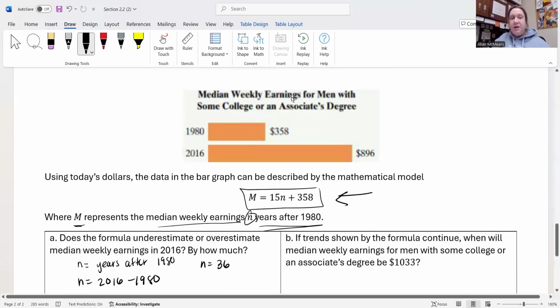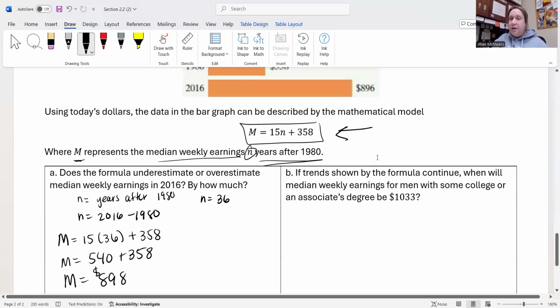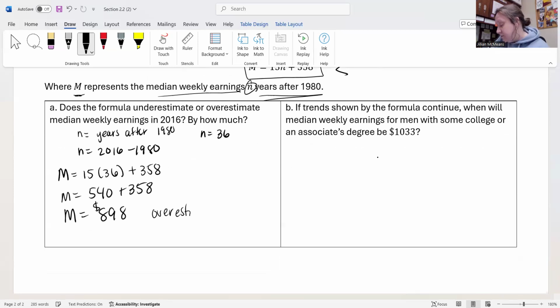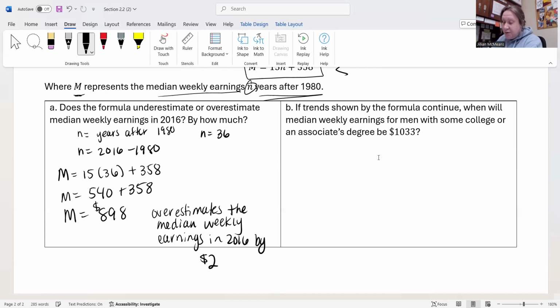So remember, this graph gives the median weekly earnings for men with some college or an associate's degree. And in 2016, the graph said that the actual median earnings were $896. So the formula overestimates the median weekly earnings in 2016 by $2. So that's pretty close, okay? So the actual information was the weekly earnings would have been $896. The model estimated it as $898. That's pretty close. It's an overestimate, but barely.